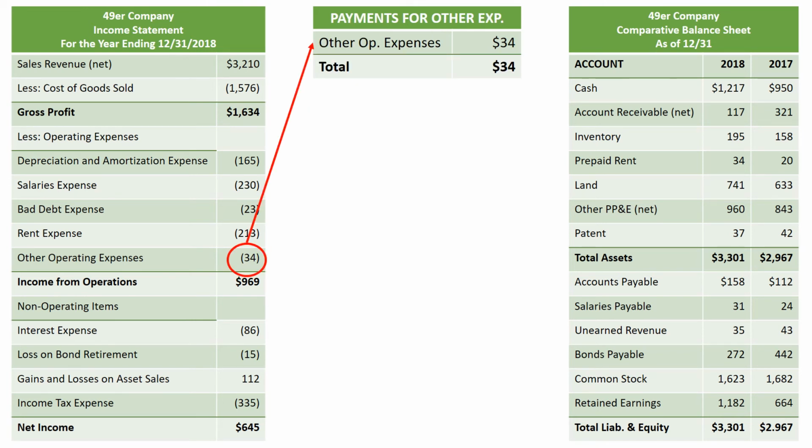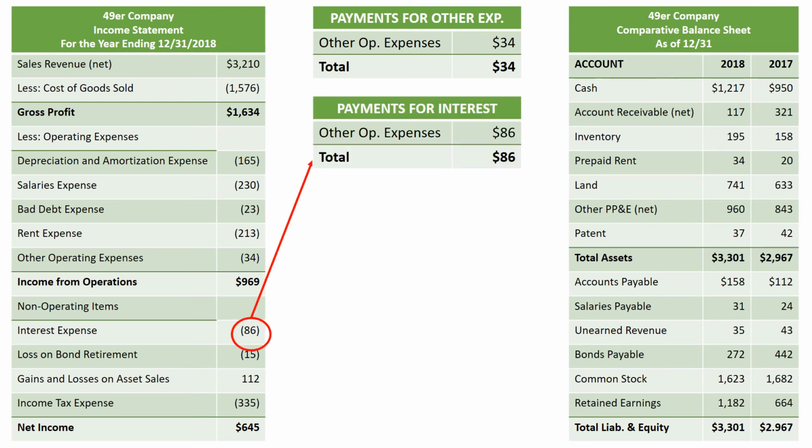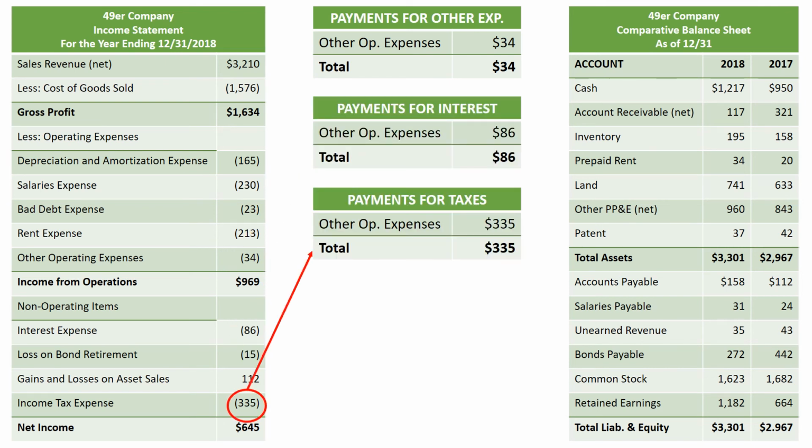And so now we have a bunch of other items, and for these next few items, there really is no balance sheet item. There could be for some, like income taxes and interest, but in this particular case, we don't see any interest payable or income taxes payable or anything like that. And so for each of the items on the income statement, since there's no accrual on the balance sheet, it means that each of the remaining items was a cash payment. And so our other operating expenses, we made cash payments of $34. For our interest, we made cash payments of $86, and for our income taxes, we made cash payments of $335.